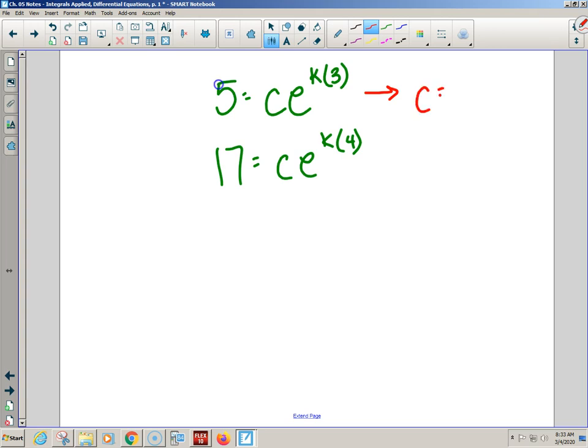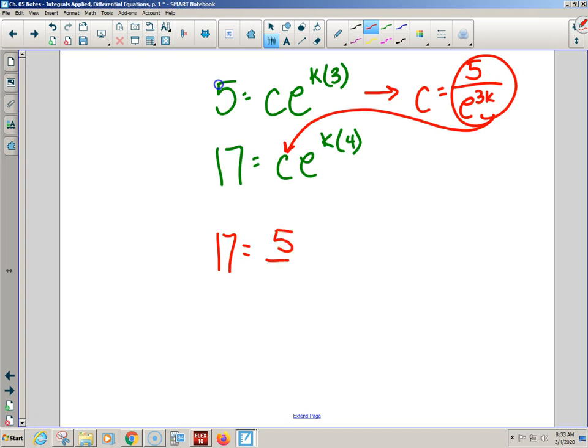C. Yeah, C is a lot easier, right? So 5 over e to the 3k. Now what? Plug it in. That's what substitution's all about, yeah? Solve for one, plug into the other. We end up with 17 is equal to 5 over e to the 3k times e to the 4k. Do you see why we're doing the pre-cal? Do you know how to get k off?